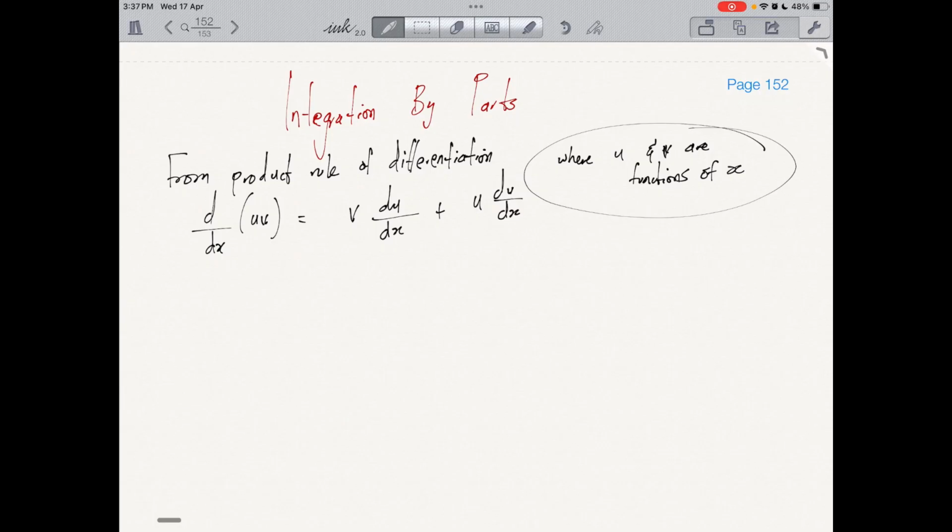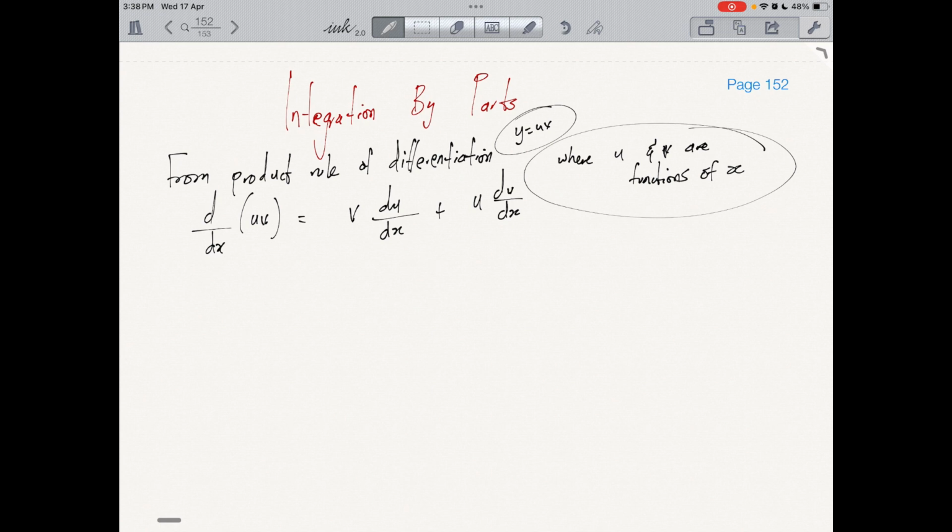Integration by parts. Now, from the product rule of differentiation, we consider y equals uv, where u and v are functions of x. Differentiating that, we have d/dx of uv equals v du/dx plus u dv/dx.